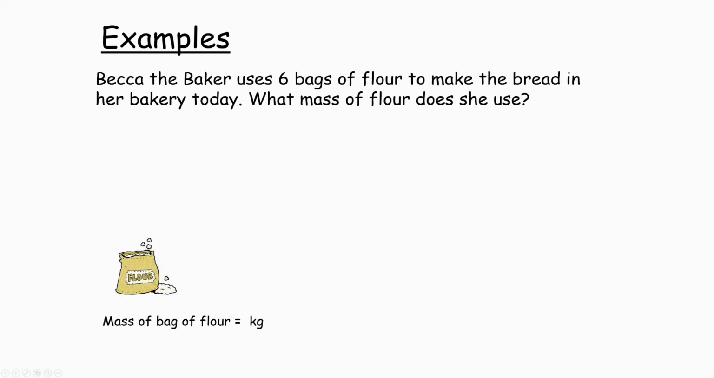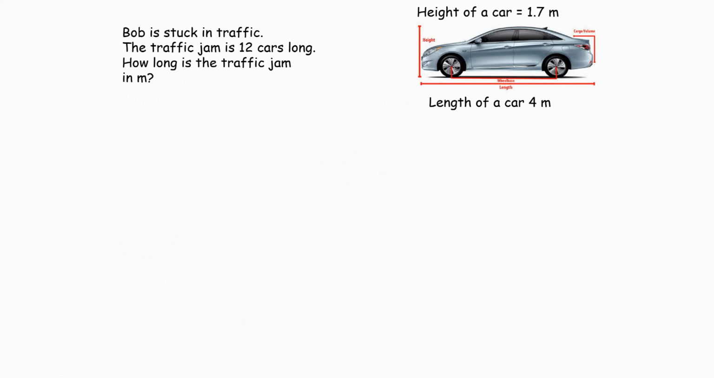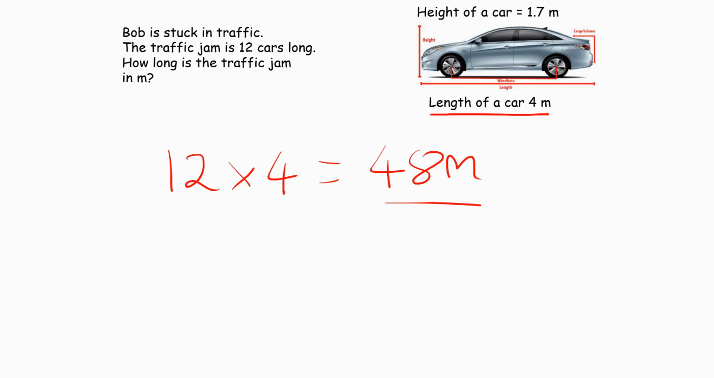So Becca uses 6 bags of flour to make the bread in her bakery. What mass of flour does she use? Well, the mass of a bag of flour is about 1 kilogram, so it's approximately 6 kilograms. Bob is stuck in traffic. The traffic jam is 12 cars long. How long is the traffic jam? Well, a car length is about 4 metres. So if we have a traffic jam which is 12 cars long, it's going to be 12 lots of 4. Now, 12 times 4 is going to be 48, so we have a 48 metre traffic jam.